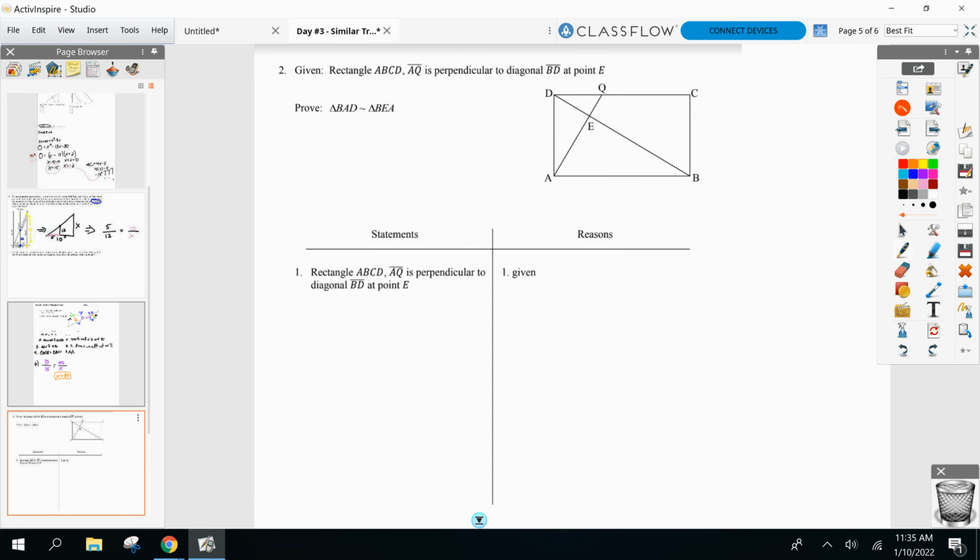All right, ooh, we got a rectangle. Got to go back to our rectangle properties, huh? And we got AE perpendicular to BD. Perpendicular, all right, I remember what they formed. Please take a look at the two triangles we're trying to prove similar. They overlap, be careful. They overlap each other. BAD and BEA.